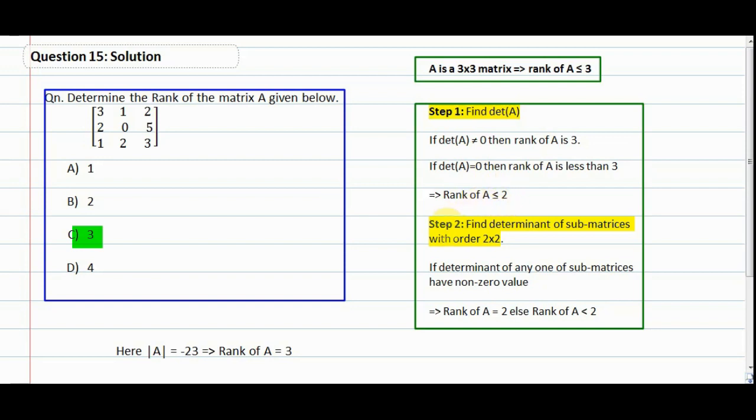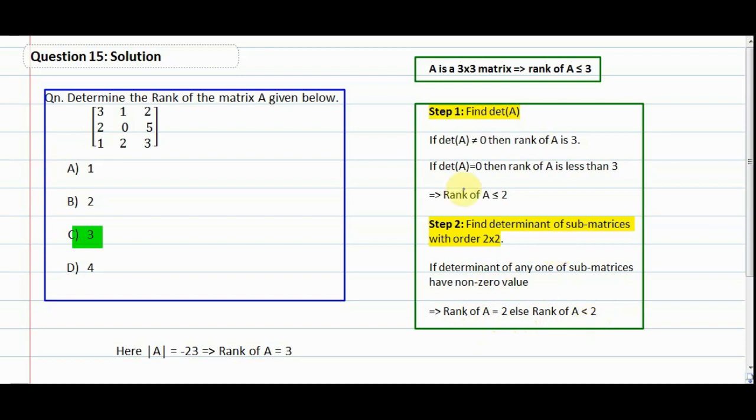Now step 2 is to find the determinant of submatrices with order 2 by 2. And if any of the submatrices has a determinant value which is non-zero, then the rank of A will be equal to 2. Else the rank will be less than 2.